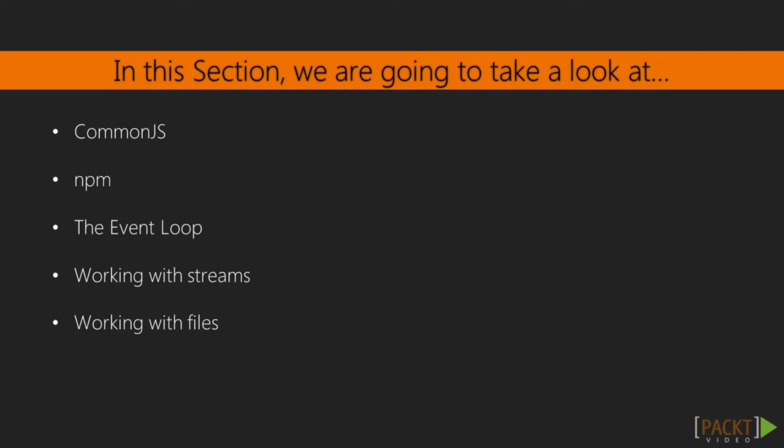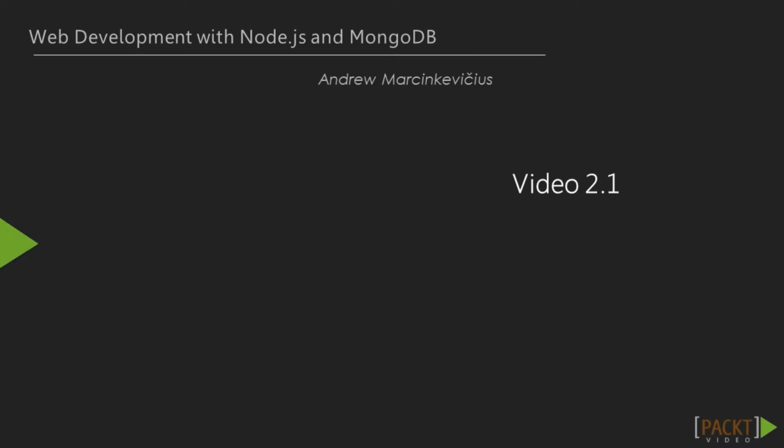We will also learn about CommonJS and how it helps us to make our code modular. We will then understand about NPM, the Node.js package manager. Then, we will dive into what is event loop and event emitter. Last but not least, we will see how to work with streams and files. Now we move on to the first video of this section that deals with CommonJS.